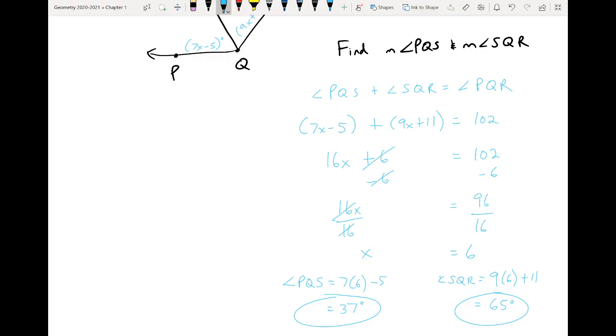Now we've officially solved the problem. As a quick check, think about this. The two values, PQS and SQR, when added together, will equal PQR, which was 102. So go ahead and check on your own. What's 37 plus 65?